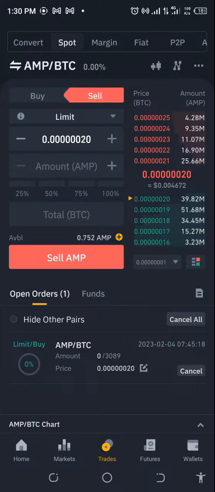Okay, so I'm back again. As you can see here, we have not yet bought AMP with our BTC. This is almost 6 hours.